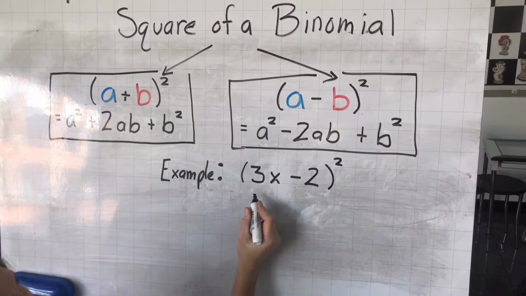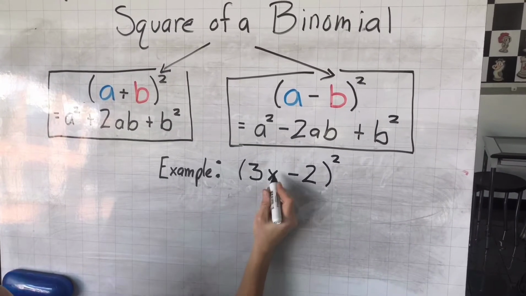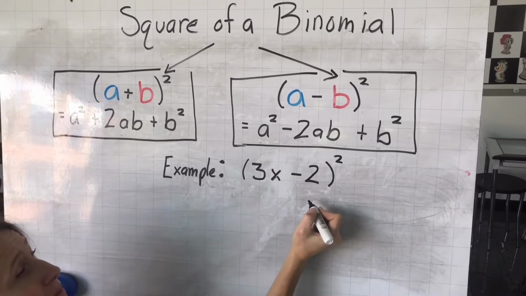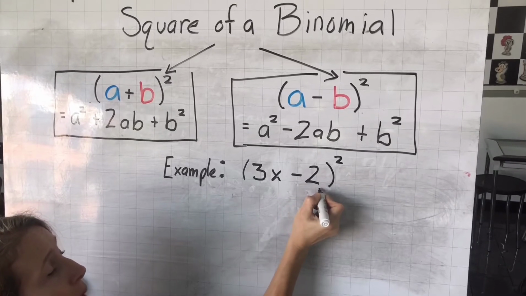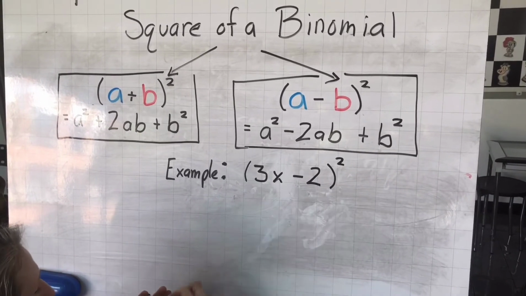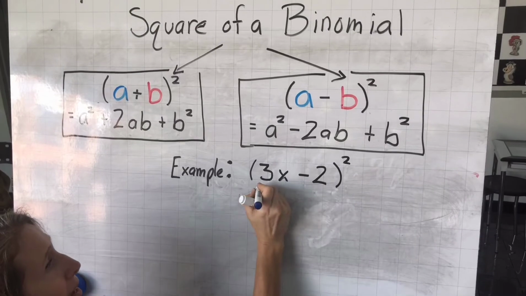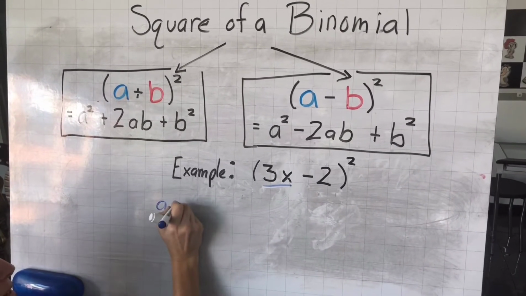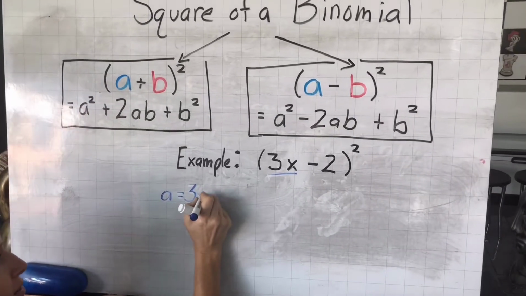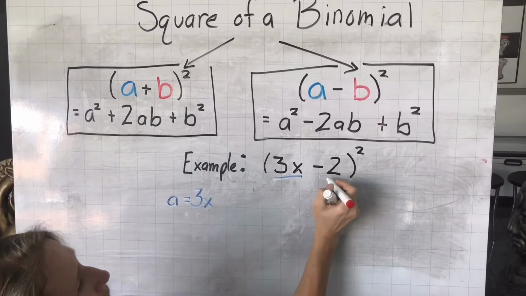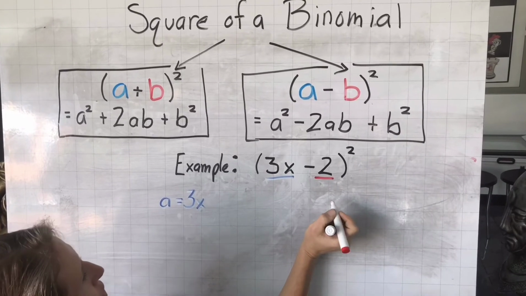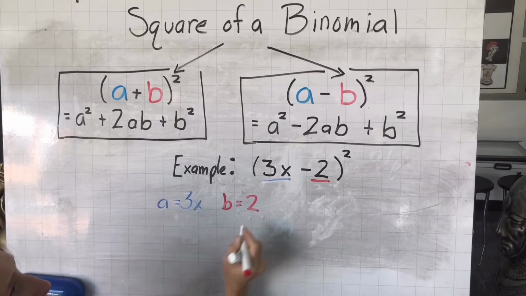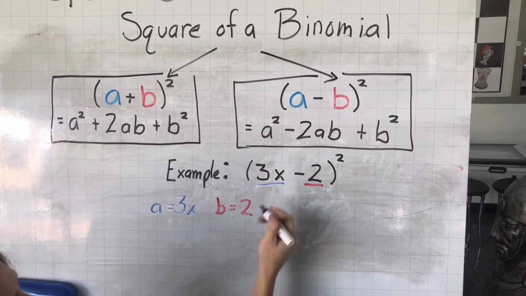So here we have our last case, which is the square of a difference. 3x minus 2, the quantity squared. Here you have to be very careful because we're working with a minus. So first of all, we define what is a. A equals 3x. I'm going to write that over here. And the second term, b equals 2. So then we plug it into this equation to get our final solution.